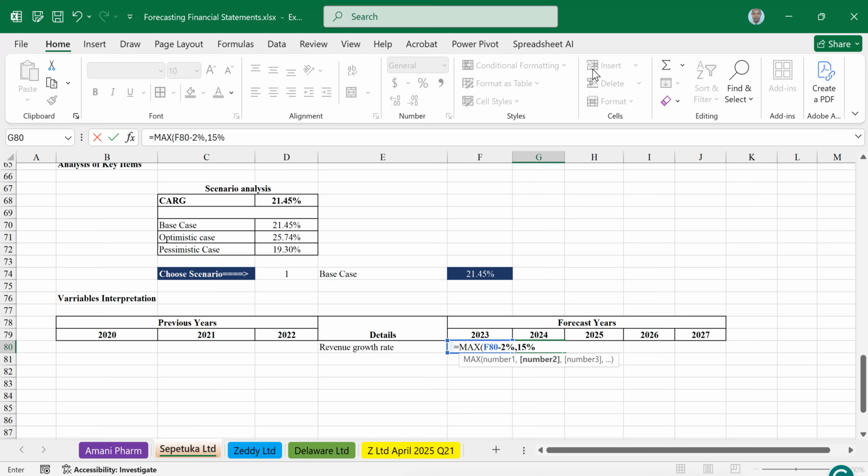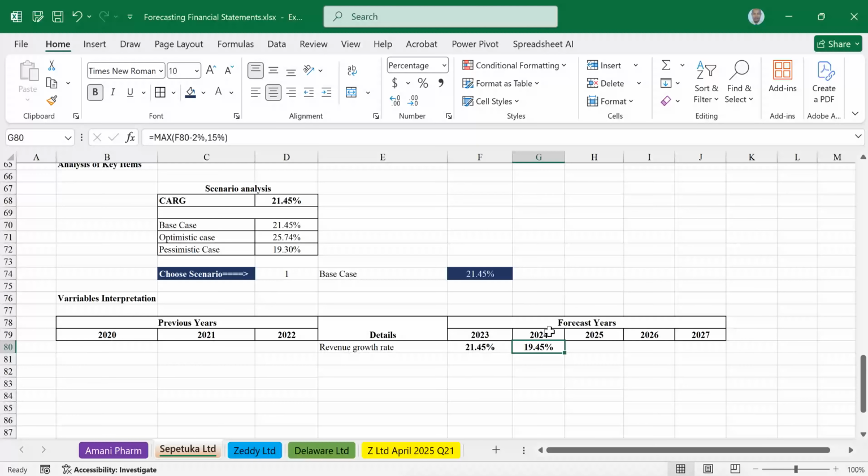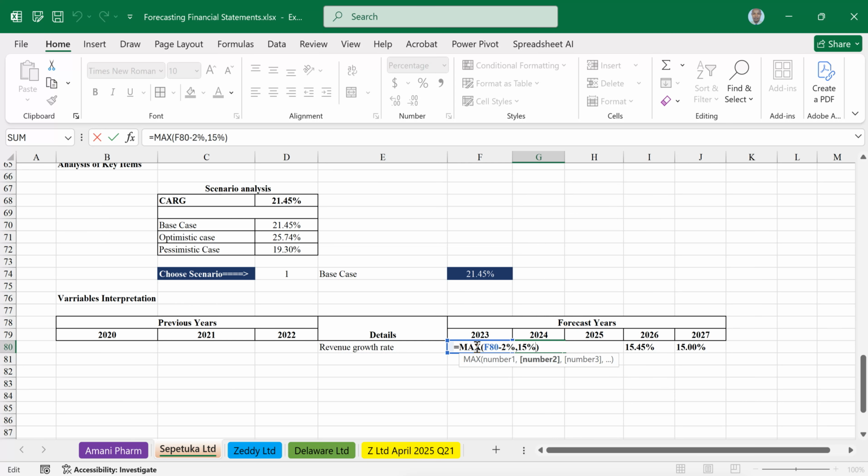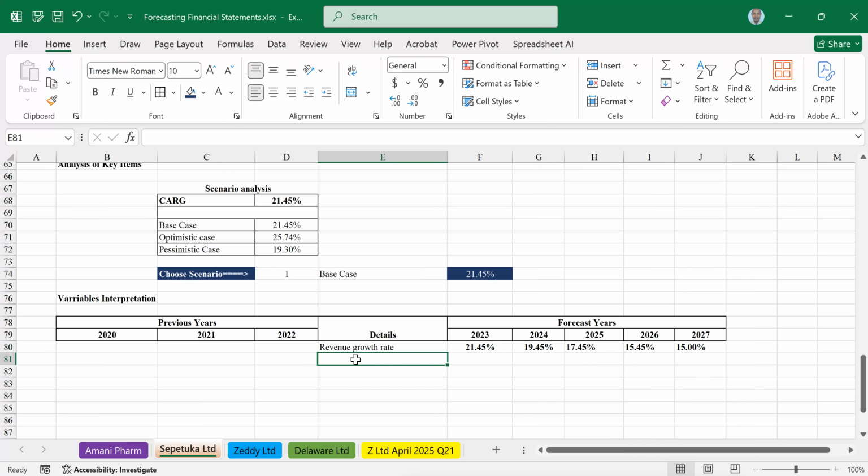Convert that to a percent, 2 decimals, then drag across. You can see the last one is 15%. So the max function prevents this from going below what they said, 15%. If it goes below 15%, then it's going to pick the maximum, which in that case will be 15. So that is for revenue growth rate.